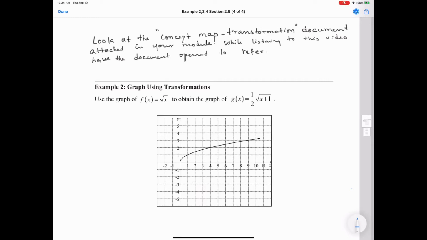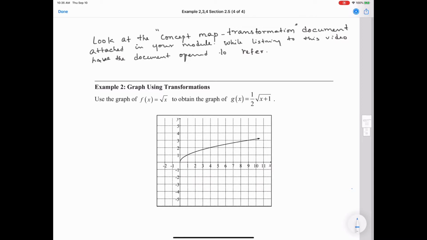In this video, I'm going to show you how to graph using transformations. And I would ask you to go through the concept map, which reads transformation in your modules. And it's better to have that document opened when you are listening to this video.